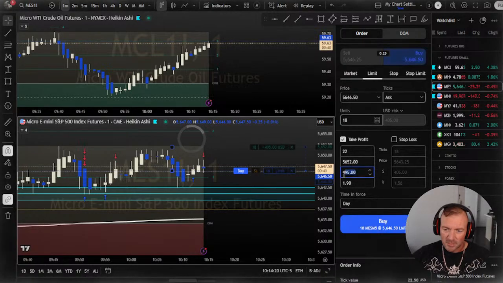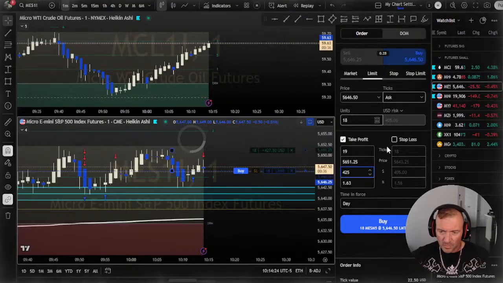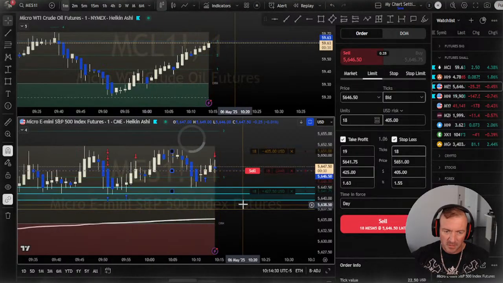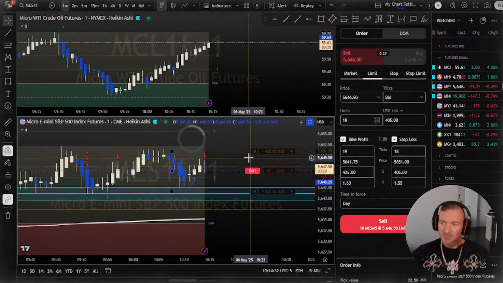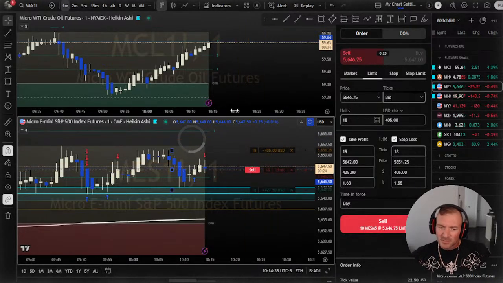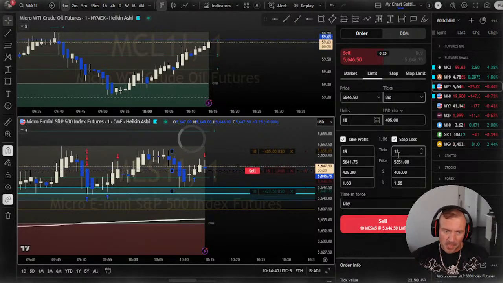Golly. Okay, so now I need 425. What the hell? That's not cool. We're going down now. I'm scared to get in a trade. What the heck was that, man? It's because I moved my stop above it like that. It kind of freaked it out or something. I don't know. I'm not doing that again.